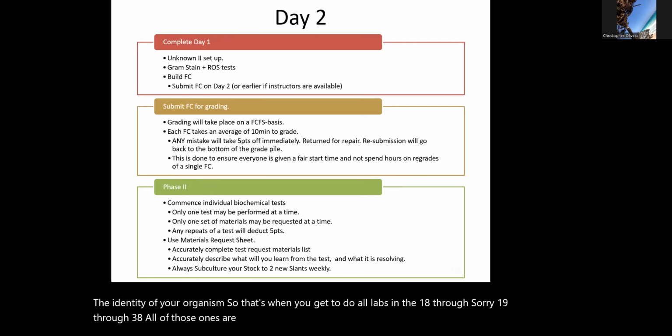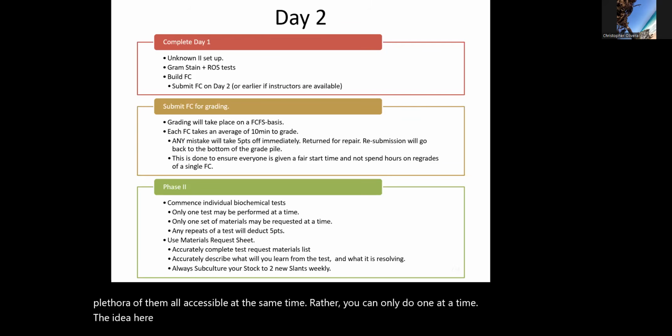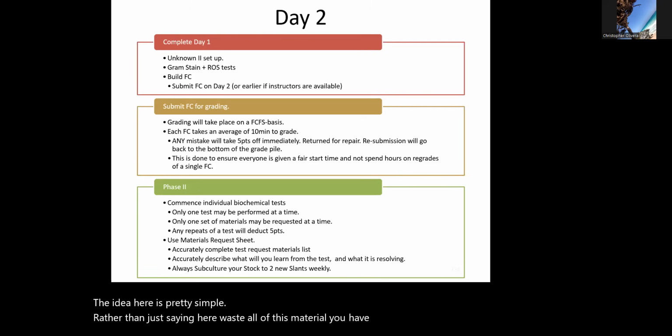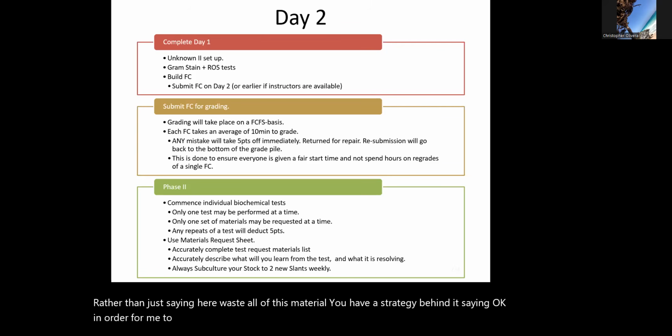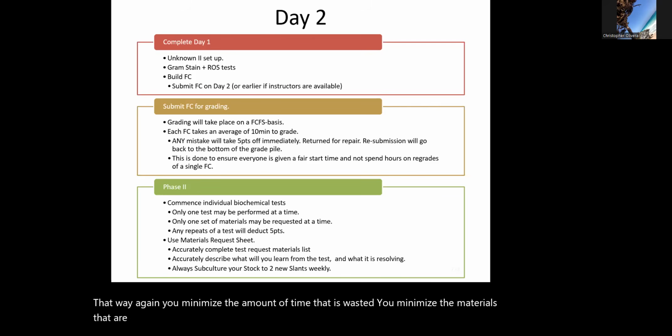Keep in mind that you don't get to have a plethora of them all accessible at the same time. Rather, you can only do one at a time. The idea here is pretty simple. Rather than just saying, here, waste all of this material, you have a strategy behind it. Saying, okay, well, in order for me to figure out the best way to identify this organism, I need to perform test number 1 and then test number 2 and so on and so forth. That way, again, you minimize the amount of time that is wasted, you minimize the materials that are wasted, and you come up with a reproducible conclusion at the end.